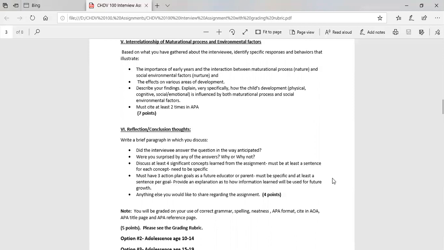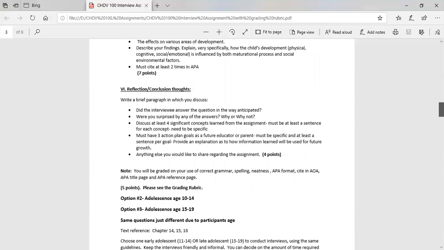Then you're going to make an action plan goal. So you're going to have 3 action plan goals as a future educator or as a parent. They need to be specific. You need at least a sentence per goal. So it's not just a list. You're going to give me some detail on what you would want to do in the future.